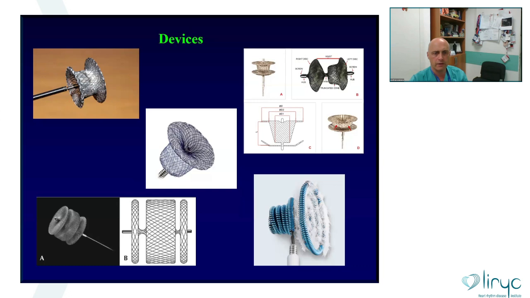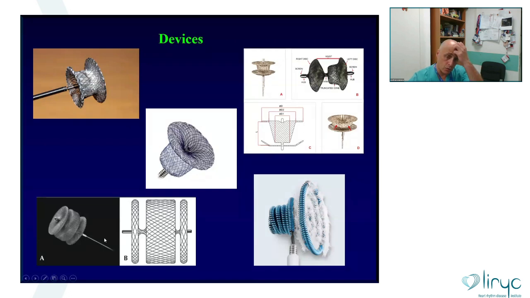The muscular VSD device from Abbott is the first one which has been developed. Then there are similar devices from Cocoon and from Occlutech, which have similar concepts, but I'm more experienced with the muscular from Abbott, and then the Konar device that you can see on the left side, which is nowadays the device I'm using the most.